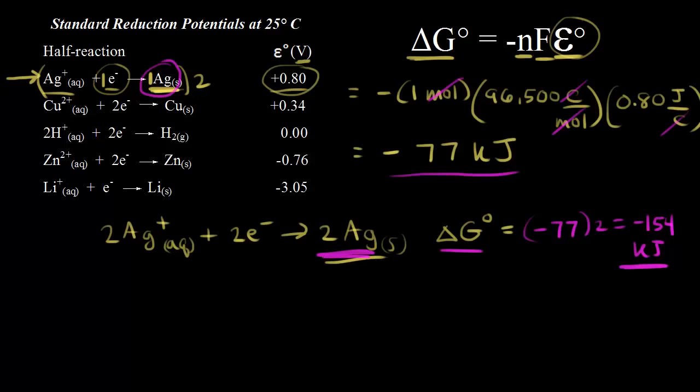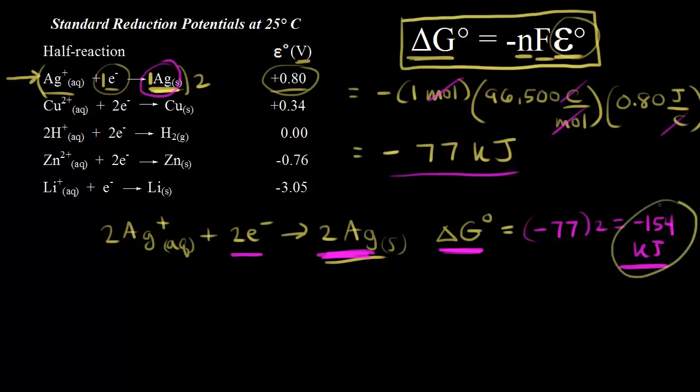So free energy is what's called an extensive property. So it depends on how much you're dealing with here. So we're dealing with 2 moles of electrons and the formation of 2 moles of silver. So we have to change the standard change in free energy accordingly. All right, what about the voltage? We have our standard change in free energy. Let's use this equation again to solve for the voltage.